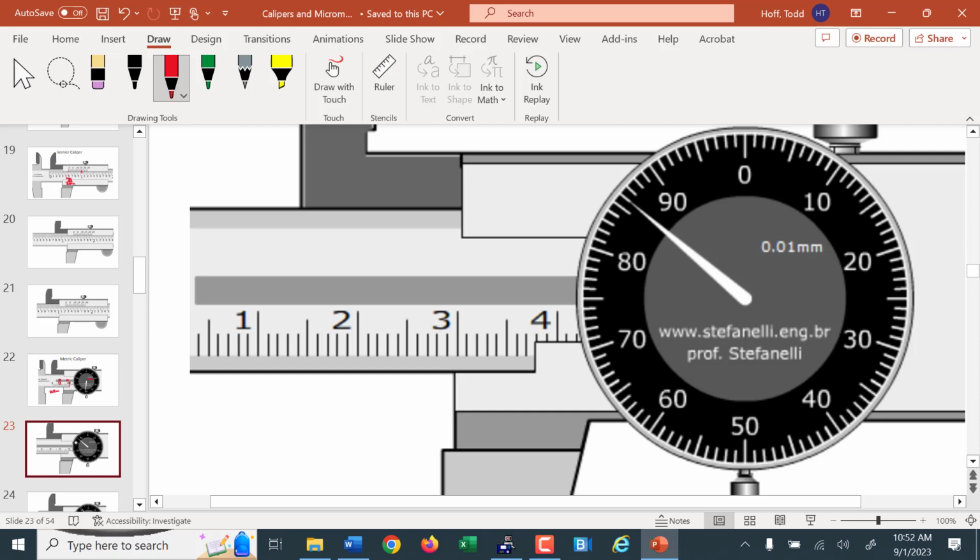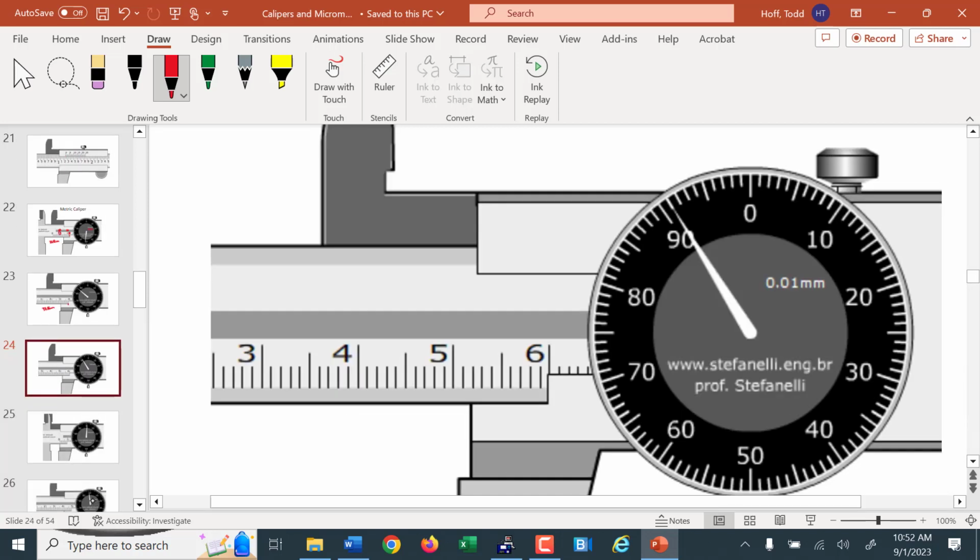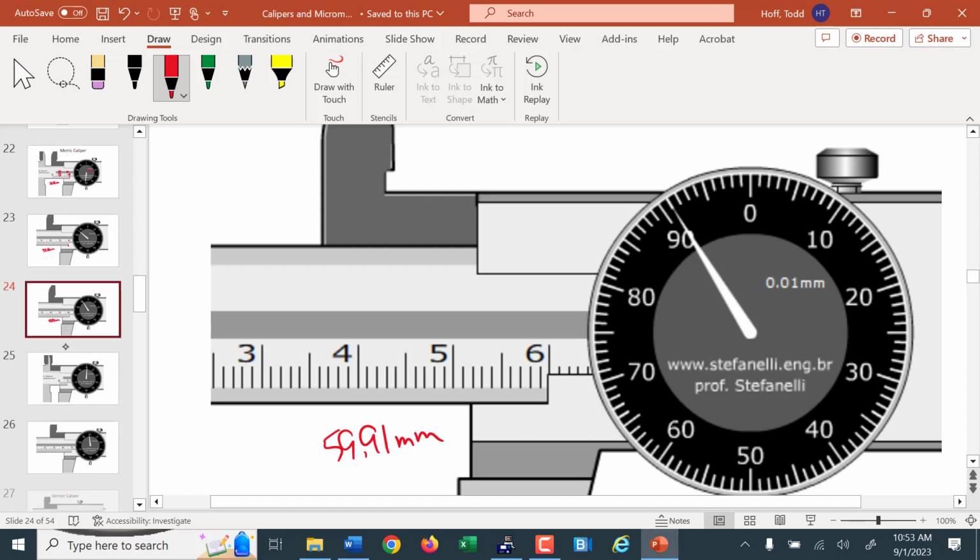What's on the main scale here? 37.86 millimeters. We'll do one more. What's this one reading? 59.91. Perfect. Any questions on the metric calipers? I do have more examples if you need to see more.